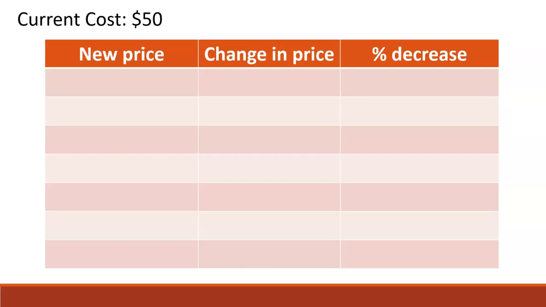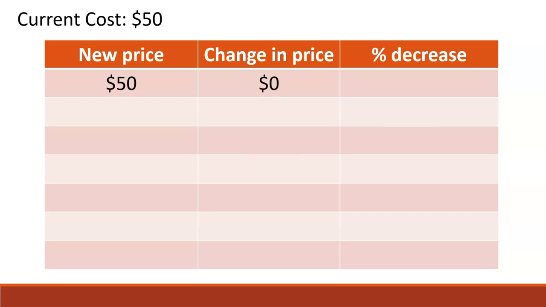Now let's look at our $50 drug in a slightly different way. We've got a current cost of $50 for our drug. And let's make a table and see what happens as we decrease the price of the drug. Let's start with the simplest case. The new price is still $50. In other words, the change in the price was 0. That means there's a 0% decrease in the price. But what if the price actually does go down, let's say to $40?